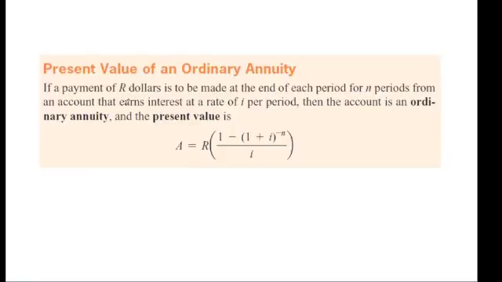We can also find the present value of an ordinary annuity. If a payment of R dollars is to be made at the end of each period of N periods from an account that earns interest at a rate of I per period, then the account is an ordinary annuity, and the present value is A equals R times (1 minus (1 plus I) to the negative N) divided by I.